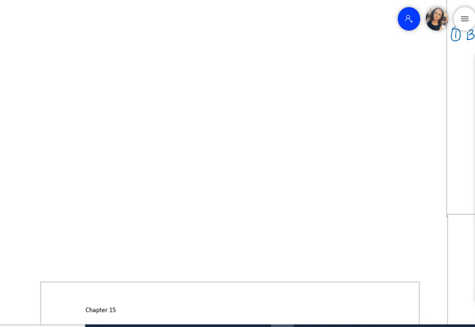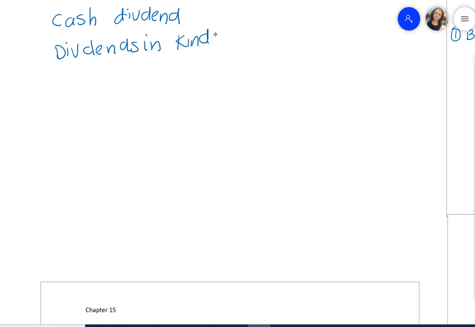Now we learned about common share. Now we're going to learn a little bit about dividends. There are different types of dividends: there's a cash dividend, there's a dividend in kind, and there's a stock dividend. Cash dividends are when they're paid in cash. A dividend in kind could be a property dividend, or those types of things.